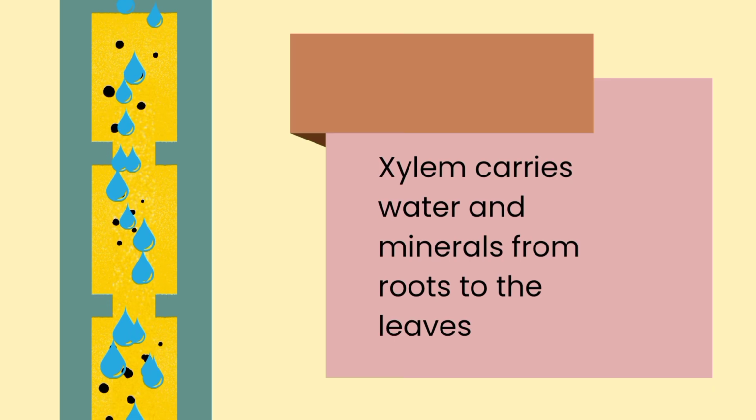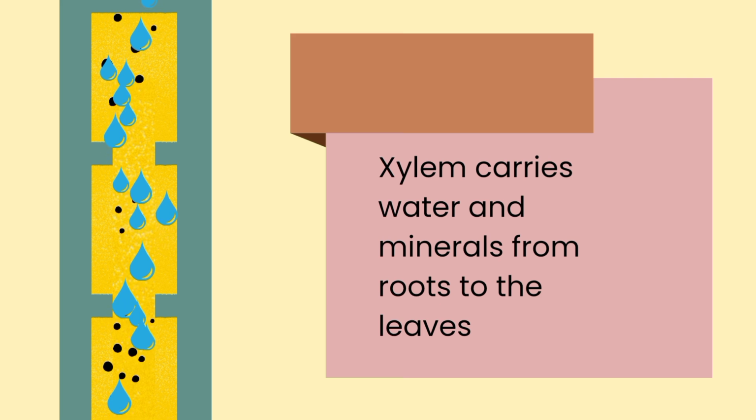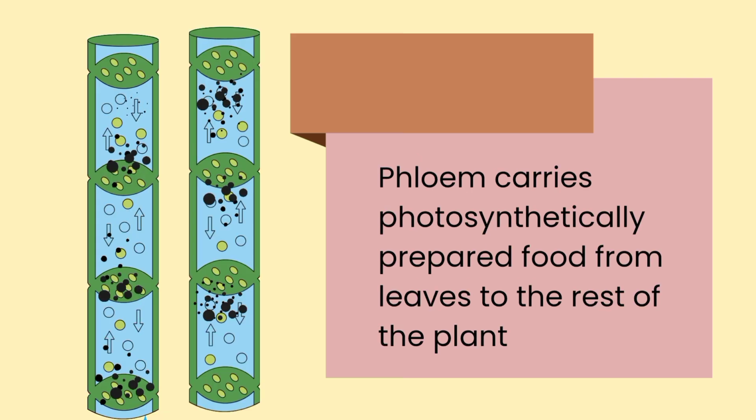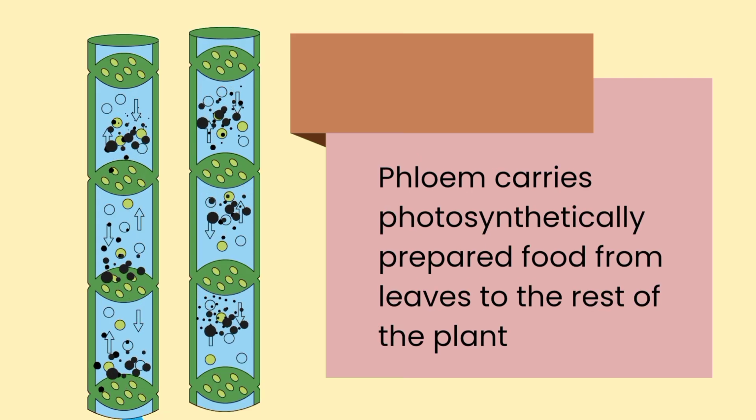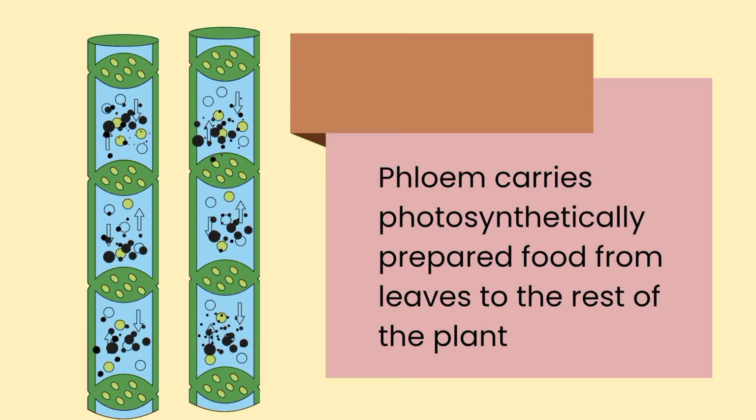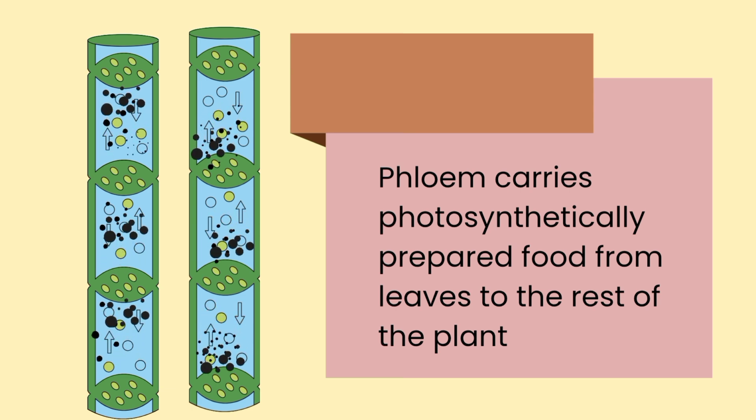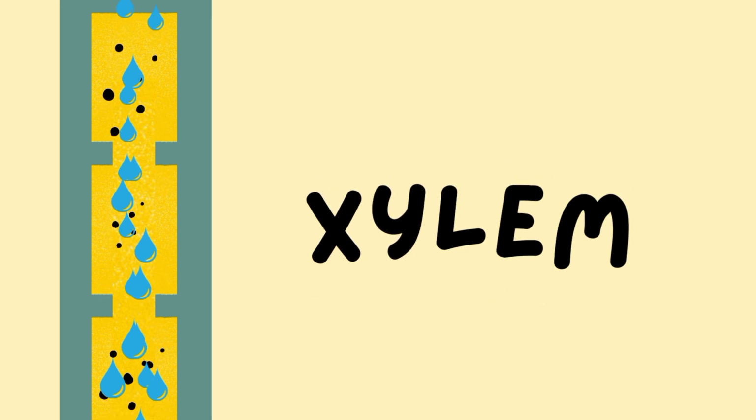Xylem carries water and minerals all the way from root up to the leaves. Phloem, on the other hand, transports photosynthetically prepared food material from the leaves to the rest of the plant, including roots. Now, let us see how this actually works.